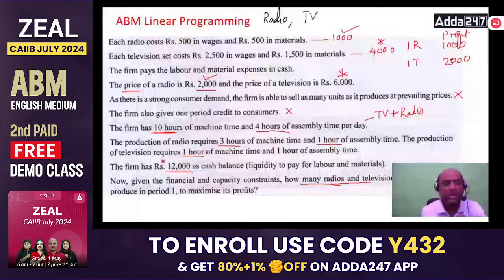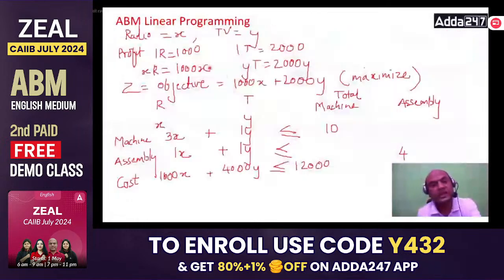The firm has 12,000 rupees in cash. So this firm is having 12,000 in cash. Looking at the constraints, how many radios and TVs should the firm produce to maximize their profits? So our target is maximizing the profit. Okay. So how to solve this? So let's say this firm produces X radios and Y televisions. X radio, Y television.